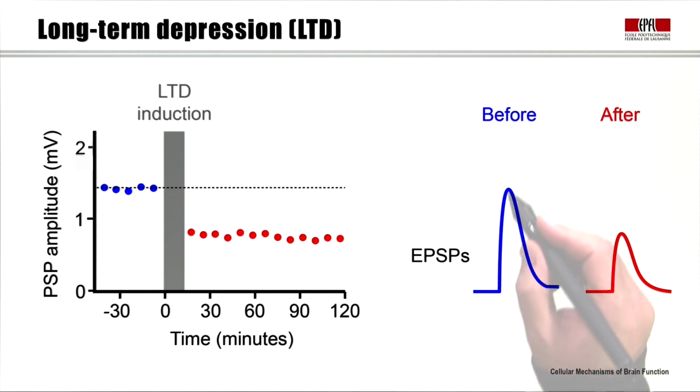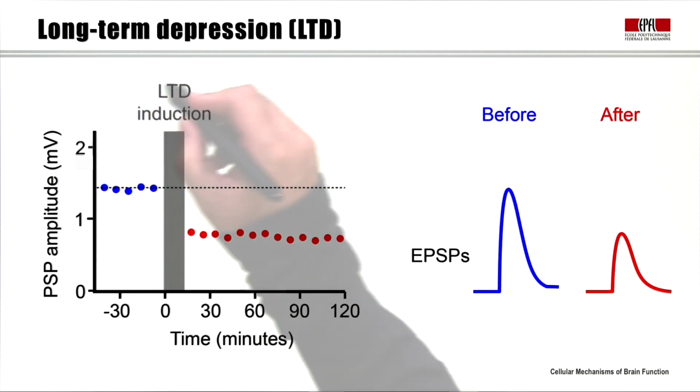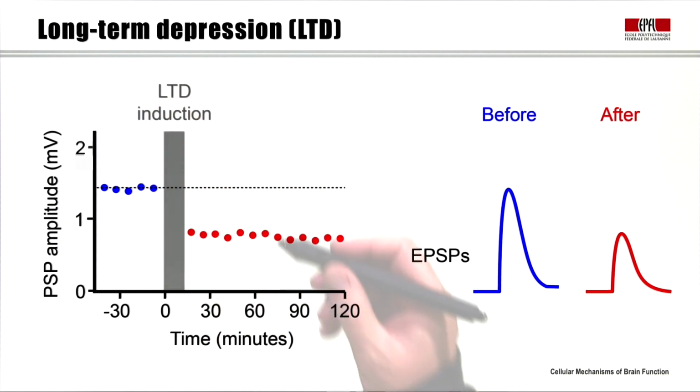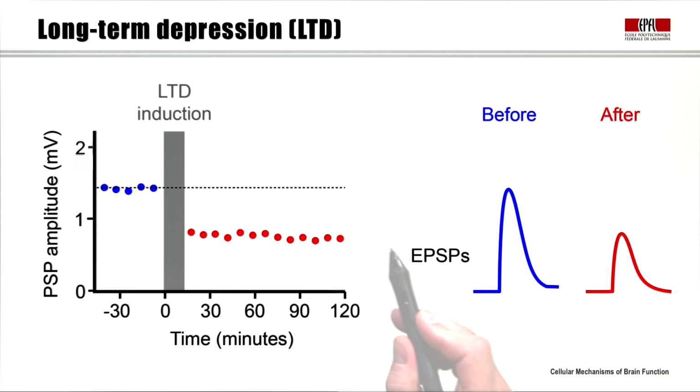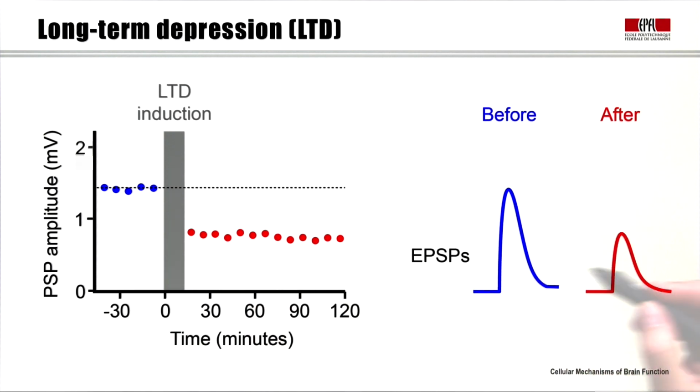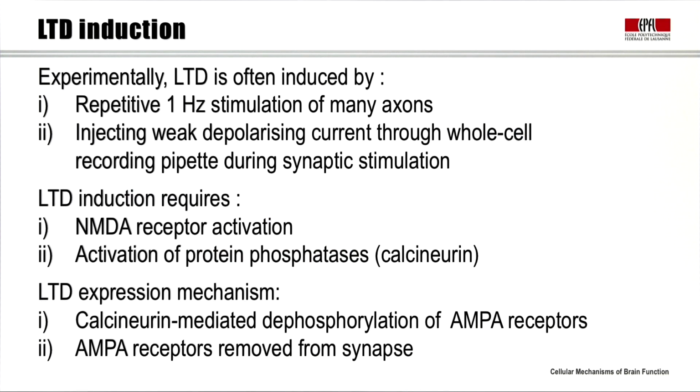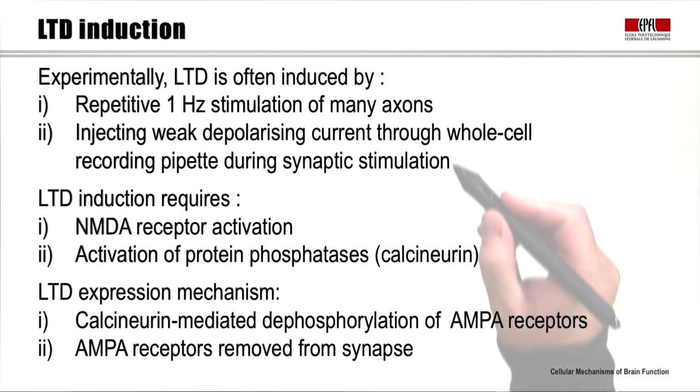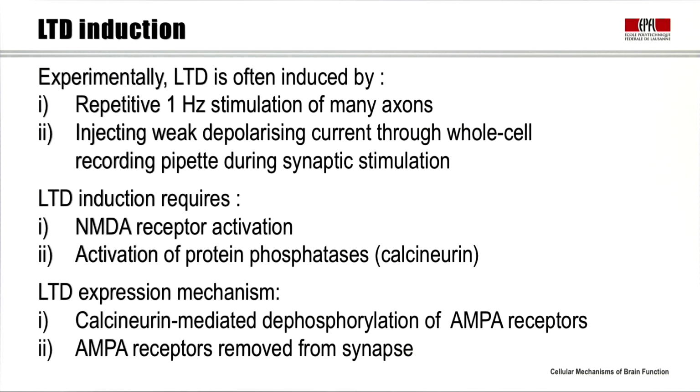And so we start off with PSPs that are relatively large in amplitude. We do the long-term depression induction protocol, and now in a stable way across many hours or days, we can decrease the amplitude of these excitatory postsynaptic potentials. In order to induce long-term depression, typically many axons are stimulated at an intermediate frequency of, say, 1 Hertz.